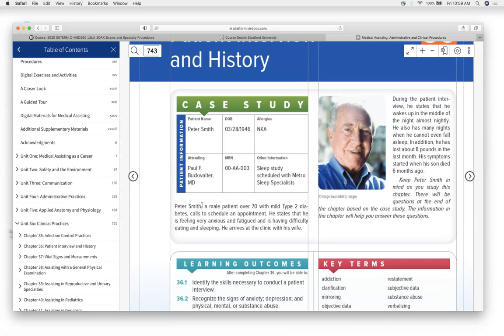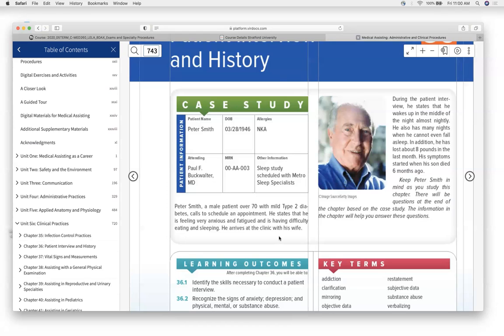Okay, so Peter Smith, the male, retired Caucasian, 72 years of age, with a history of mild, we don't say mild, we usually state that it's controlled, type 2 diabetes. And he scheduled an appointment. He states that he is feeling anxious and fatigued and having difficulty eating and sleeping. So that is his chief complaint, from his own words. I don't write the words anxiety or malaise, which is fatigue. I don't say dyspnea and I don't say insomnia. That's the language of medicine that we use. For the chief complaint, we want the language of what the patient said.